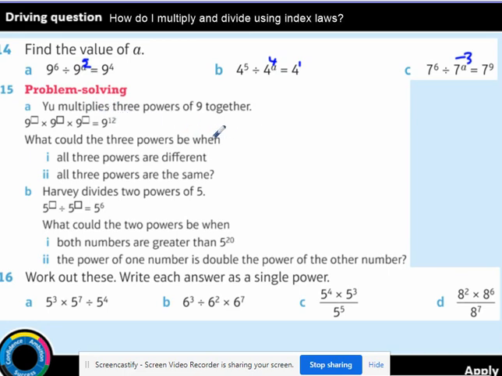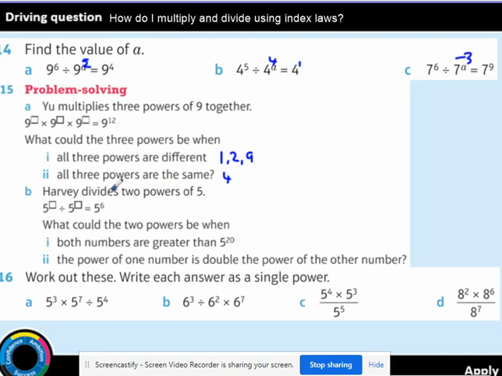You multiply 3 powers of 9 together. She gets 9 to the power of 12. If they were all different powers, what could they be? Well, any numbers that add to 12, so for example 1, 2, and 9, or any other 3 numbers that add to 12. What if all 3 powers are the same? Well, 12 divided by 3 is 4, so there'd have to be 4, 4, and 4. That adds to 12.